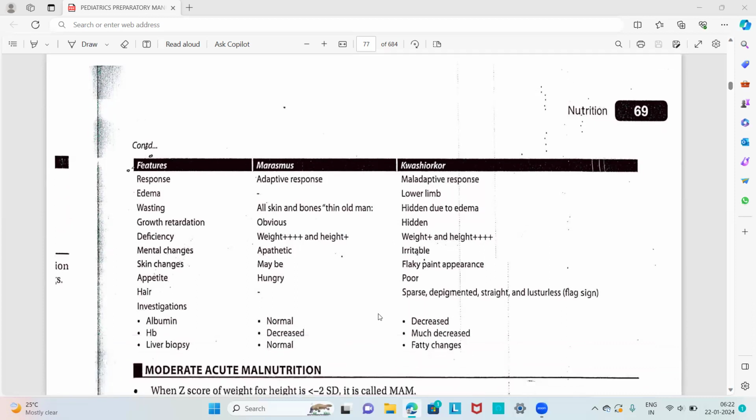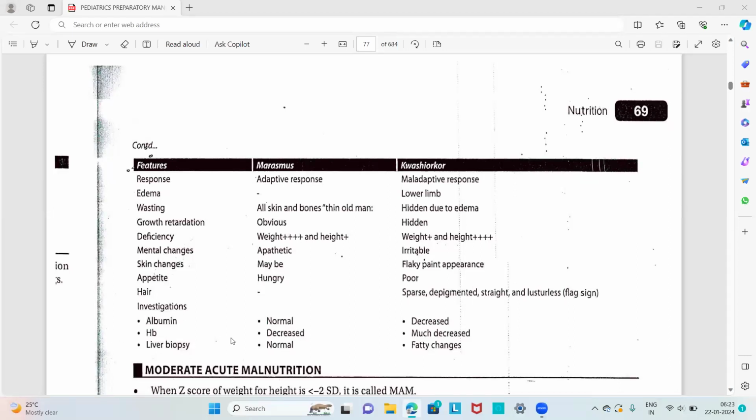So lack of appetite and apathy are major characteristics of kwashiorkor. Then the hair: in kwashiorkor, sparse, depigmented, straight, and lusterless hair is present. That is, flaxen hair is also present. And for investigations, we have to look for albumin, hemoglobin, and liver biopsy. The albumin is decreased in the case of kwashiorkor.